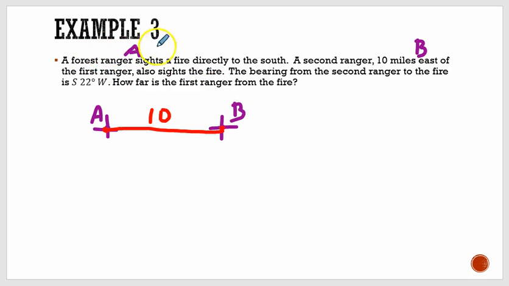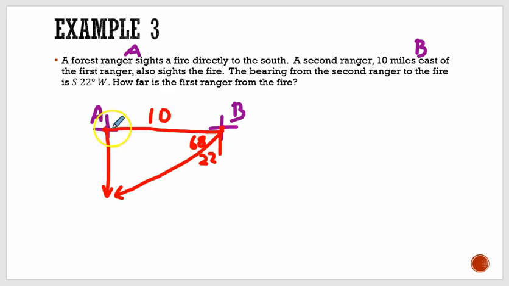Now, the first forest ranger sighted a fire directly to the south. So if I made a bearing from him, that would have been going straight south down in this direction. And the second ranger also sights the fire, but the direction for him is going southwest. So from this position, we're going down and to the left. And the angle that they've given us here, remember this angle is describing what's made with the vertical line. So I know that inside here is 22 degrees. Which may make it more helpful to find the angle inside the triangle. So if you do 90 minus 22, then we know that this angle here is 68.